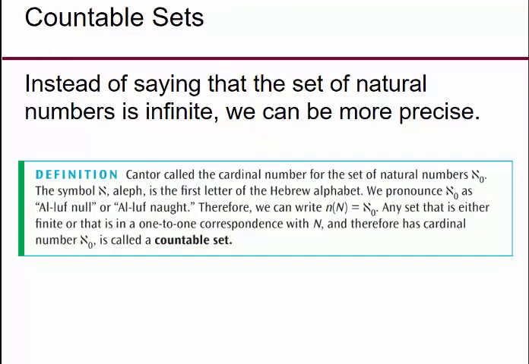So instead of saying that the set of natural numbers is infinite, we can be more precise. Cantor called the cardinal number for the set of natural numbers Aleph null. This is the first letter of the Hebrew alphabet. So we can write the cardinal number of the natural numbers as Aleph null. Any set that is either finite or in a one-to-one correspondence with the natural numbers, and therefore has cardinal number Aleph null, is called a countable set.